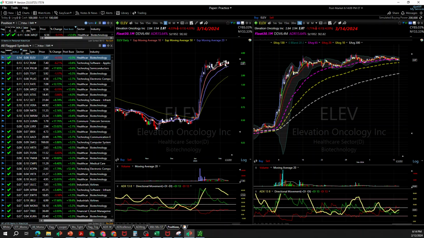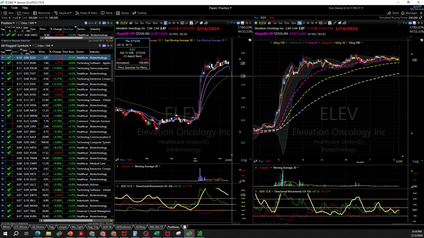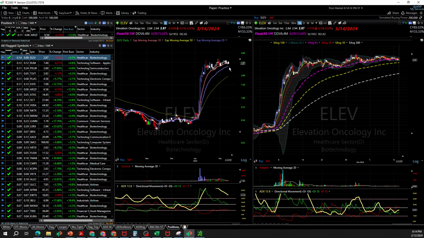This one's not looking too bad. But if it keeps going down this way, this would be one that I would kind of draw a range on. And, if it breaks out, it breaks out. If not, sayonara. I'll see you later.